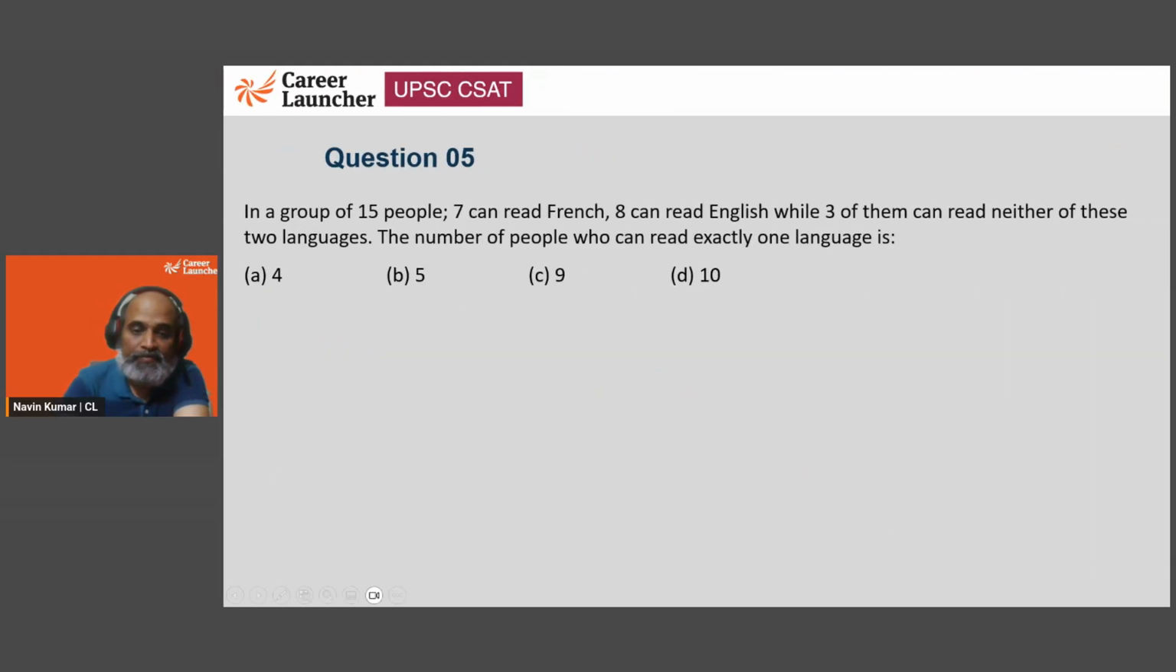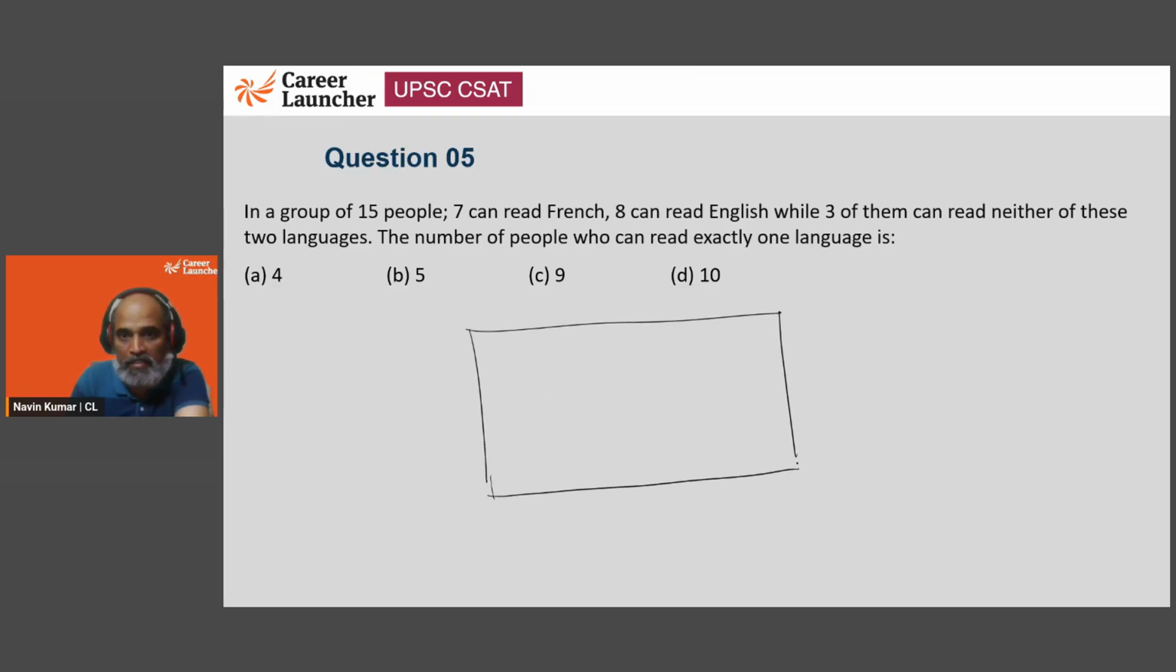Next problem. In a group of 15 people, 7 can read French, 8 can read English, while 3 of them can read neither of these two languages. The number of people who can read exactly one language is? So we draw a boundary. This is a set theory Venn diagram based question. In this group, we have got 15 people, so we'll write down 15 outside.